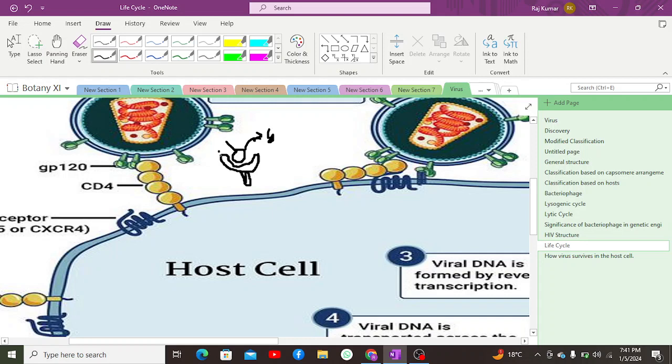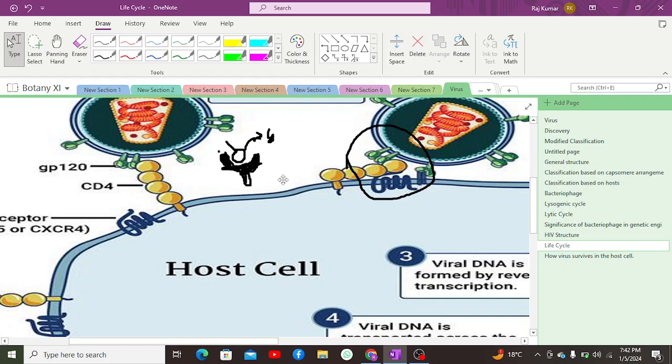So when they attach together in the form of a lock and key model, let me just draw it. So this is a lock and key model, and when it attaches, it causes this complete lock to turn aside.